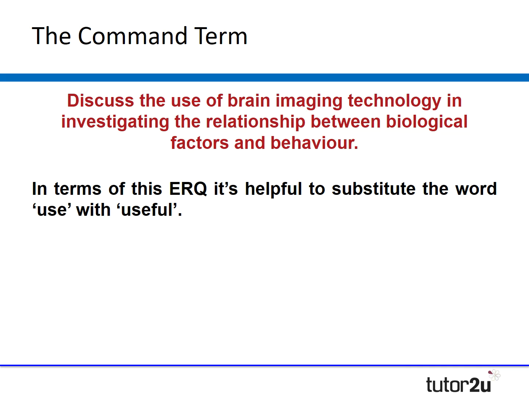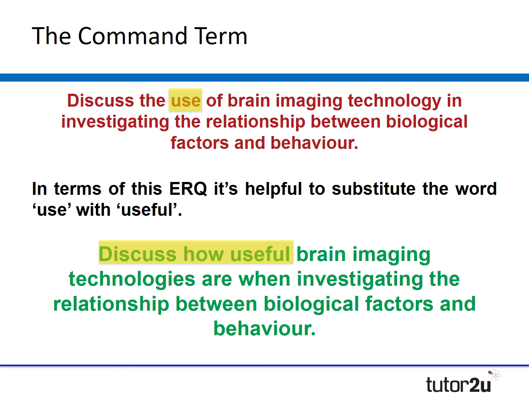The other thing when approaching this question, I've always told my students to do, is to change the word use for the word useful. And I think that just gives this question a little bit more focus. So if we slightly reword the question, it is asking us to discuss how useful brain imaging technologies like MRI and PET scans are when investigating the relationship between biological factors and behaviour. And I think if you think of the question in this way, it just gives you a little bit more focus when answering the question, okay?